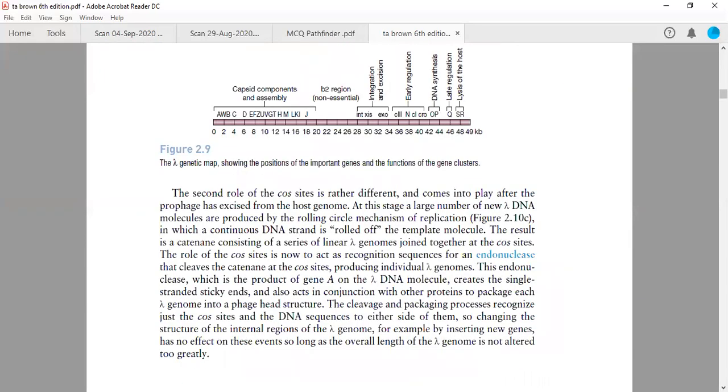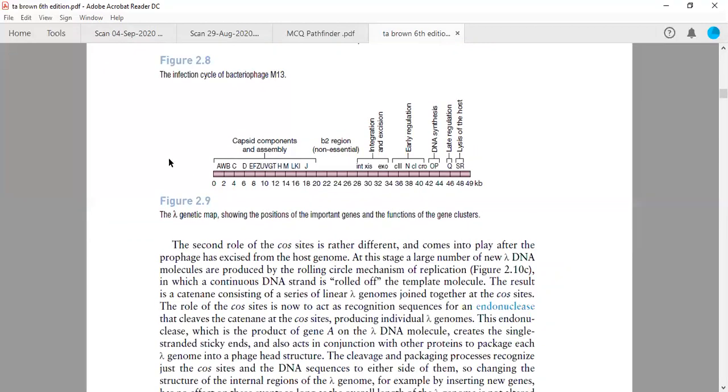Now this lambda phage has double-stranded DNA. This double-stranded DNA has very important genes, arranged in clustered gene clusters. The first cluster, on the left-hand side, has capsid component and assembly genes, which encode capsid proteins. So A, W, B, C, D, E, F, Z, all these encode different types of proteins, which make the capsid or the coat of that particular virus, that is called lambda phage.